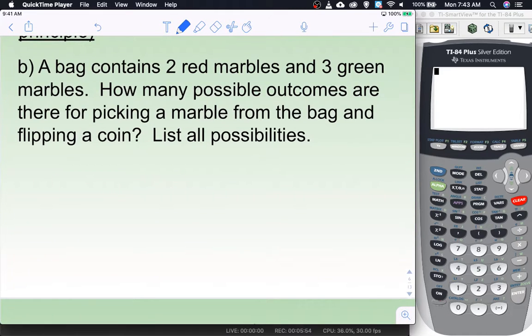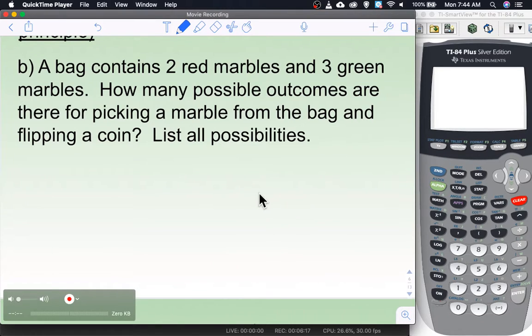A bag contains 2 red marbles and 3 green marbles. How many possible outcomes are there for picking a marble from the bag and flipping a coin? List all possibilities. Okay, so from the bag, how many possible outcomes for picking a marble from the bag and flipping a coin?